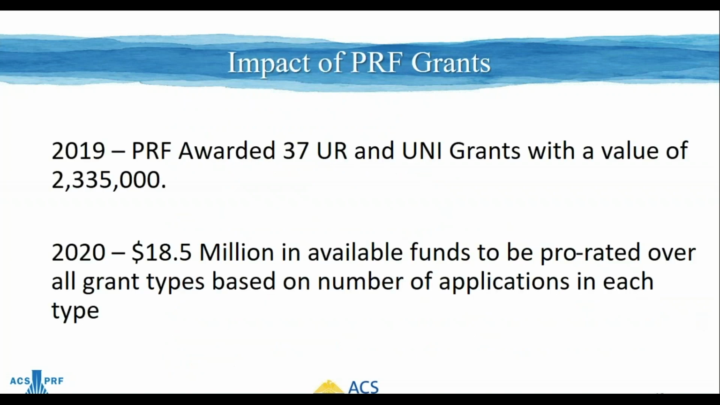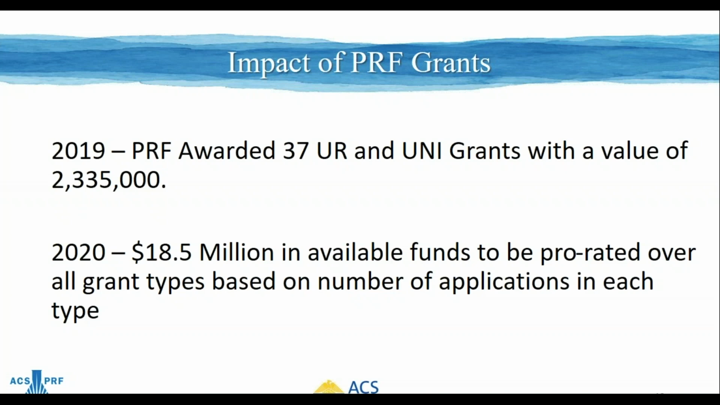Okay, in 2019, PRF awarded 37 UR and UNI grants with a total value of $2,335,000. Now, the way that works is that we have this trust fund, and the financial powers that be at ACS have a formula by which they figure how much we can take out of the trust fund in a given year. It's a magic formula, so that the trust fund stays perpetual. We want to keep this going forever. And so our available funds by this magic formula for 2020 are $18.5 million for funding proposals, and that's all 4 types of grant proposals.